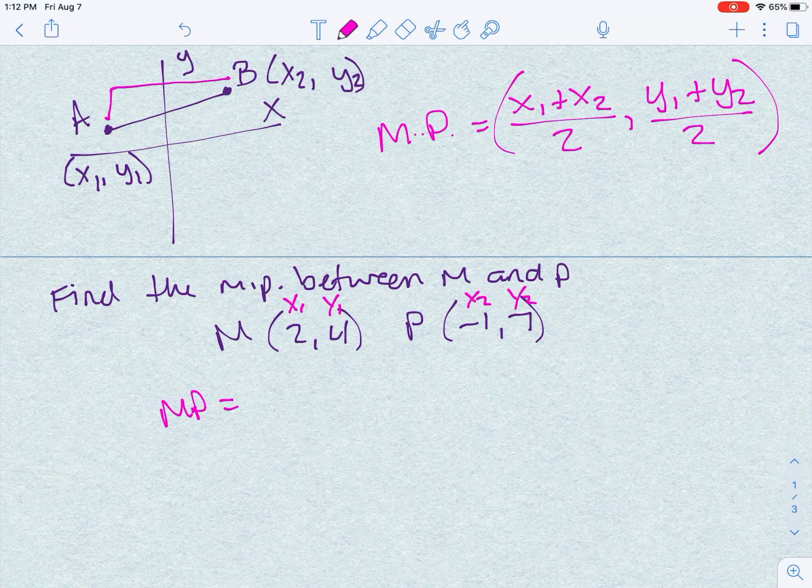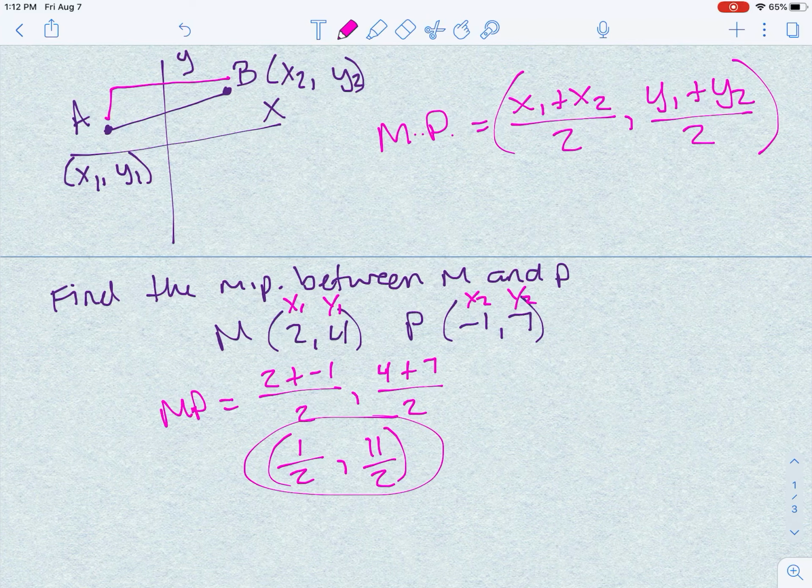So my midpoint equals, I'm coming up here to my formula, x1, so 2, plus x2, which is -1, divided by 2, y1, which is 4, plus y2, which is 7, divided by 2. And then we're going to simplify. 2 plus -1 is 1. 4 plus 7 is 11. And you're welcome to just leave it like that. Make sure you put parentheses around it since it's an xy point. If you wanted to simplify down to decimals, you could do 0.5, and then 11 divided by 2 would be 5.5. Those would be the same answers.